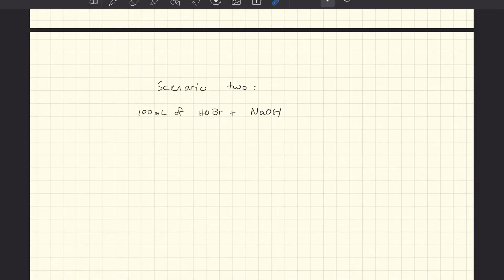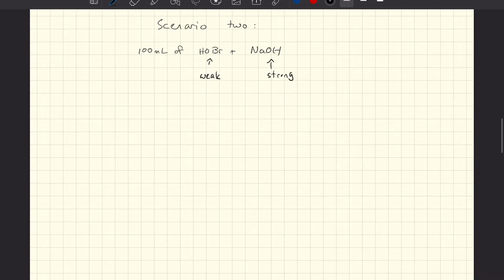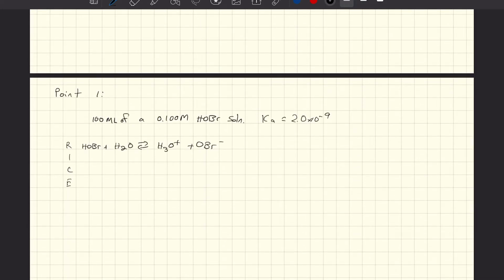Great. So let's do scenario 2. We're going to add HOBr, hypobromous acid, and NaOH. This is very weak, and this is strong. So, point 1, 100 milliliters of a 0.100 molar hypobromous acid solution. Ka for hypobromous acid is 2.0 times 10 to the minus 9.